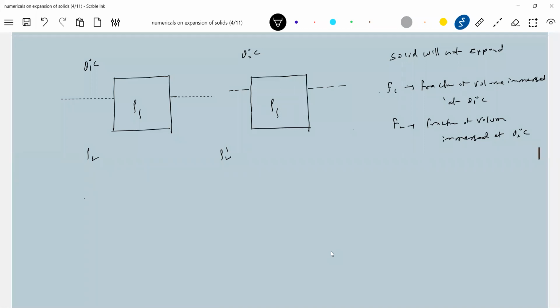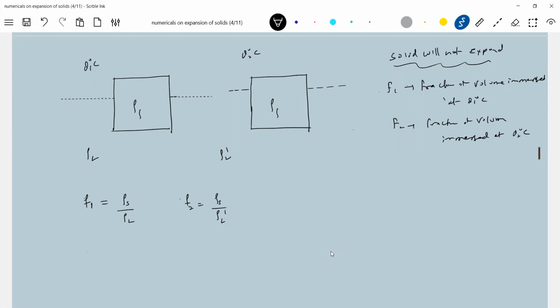How do you write the basic definition? Fraction, go back to the previous formula. So how do we write the fraction of the volume immersed in the first case? F1 should be equal to density of solid by density of liquid. Similarly, what is F2? You can write it as density of solid by rho L dash. Because as you raise the temperature, what will happen to the density of liquid? It has to change. Now density of solid remains the same. Solid will not expand. This condition is given. So therefore, I'm writing rho S only.